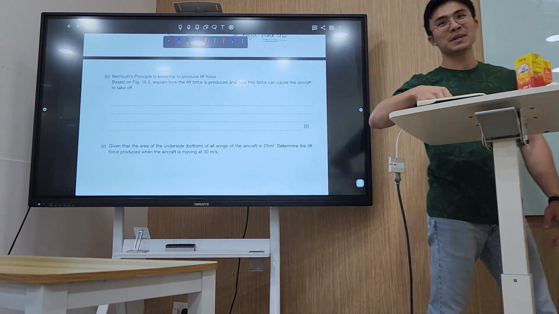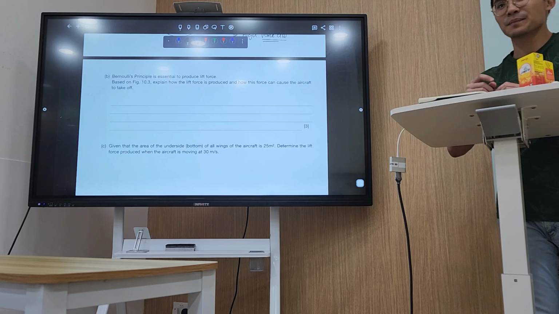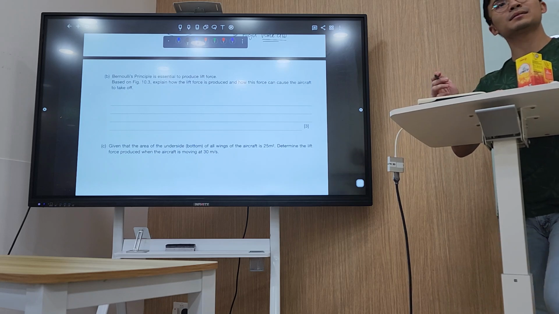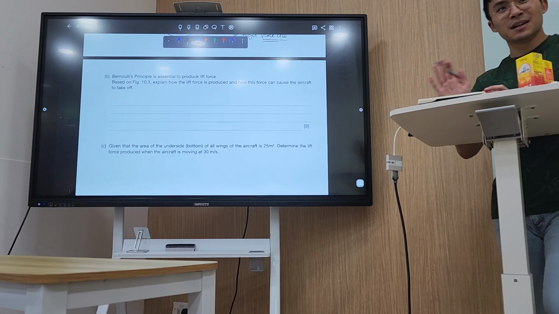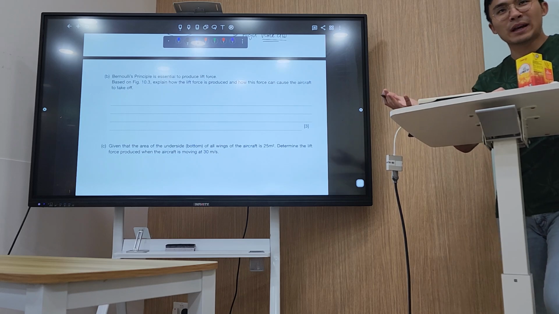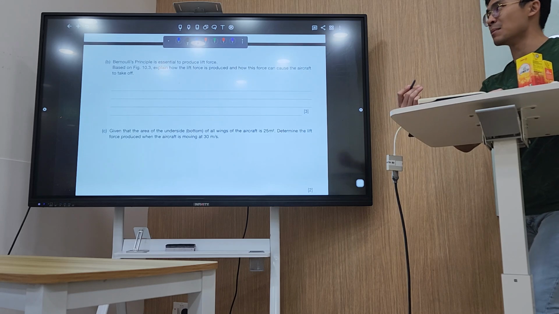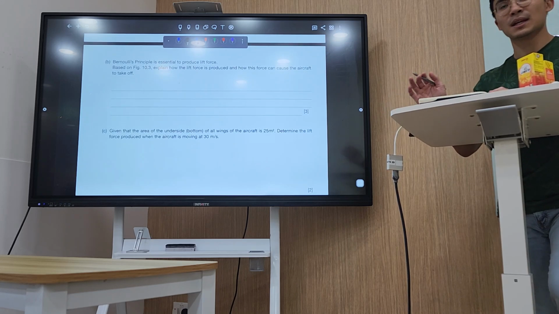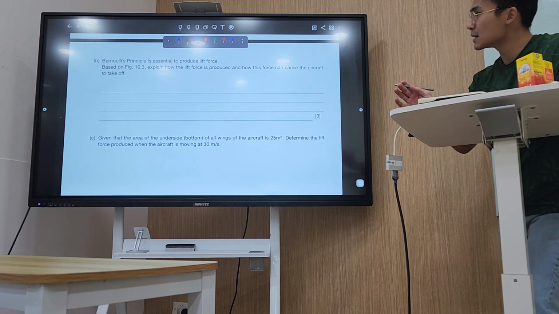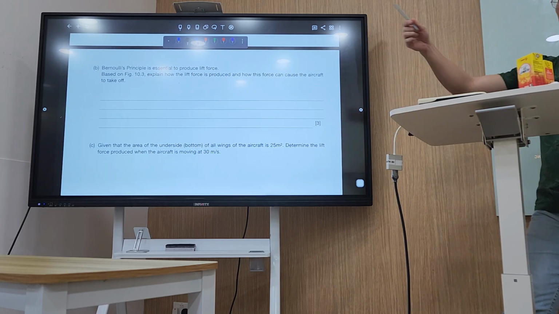Okay, let's go through part B, guys. Hopefully after part B, it will become a bit clearer. Alright? Ready? Don't straight away erase your answers or correct your answers. They might be correct, it's just phrased a bit differently. Nonetheless, I think it might be useful for you to copy down the answer anyway. Firstly, they want us to explain how lift force is produced and how this force can cause an aircraft to take off.